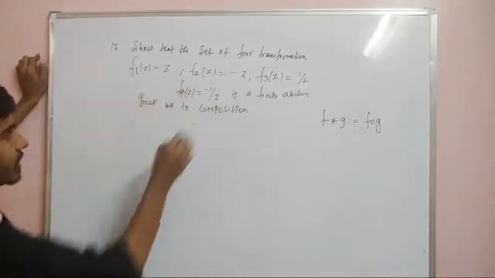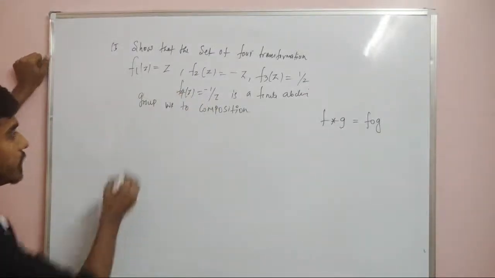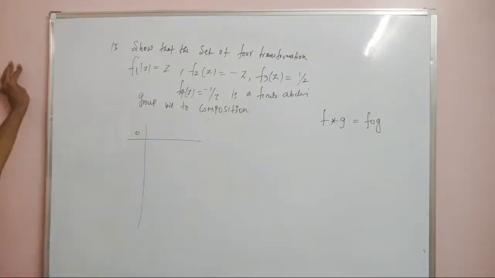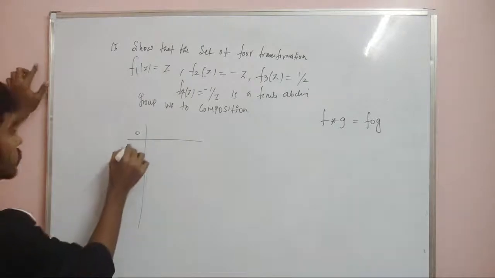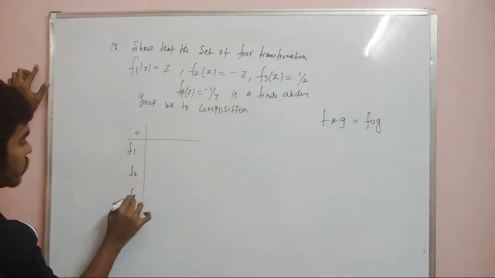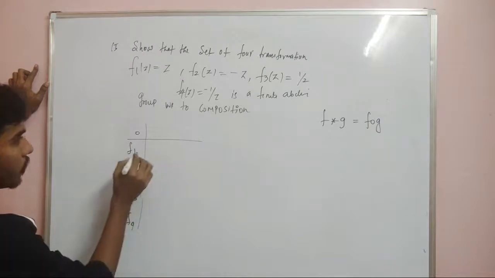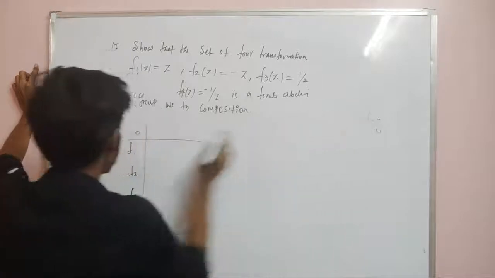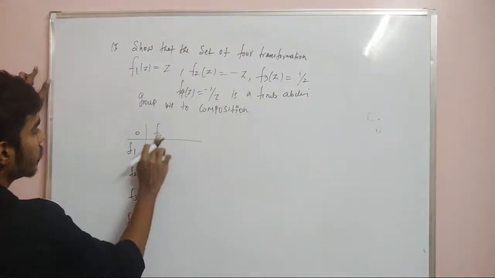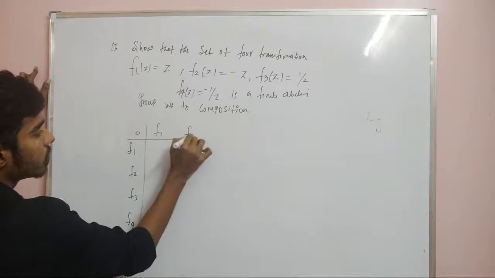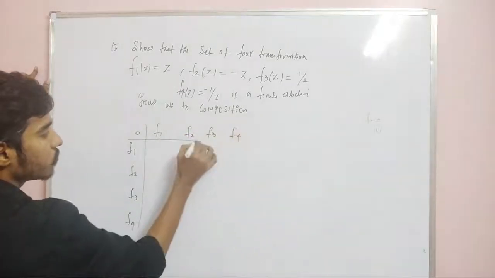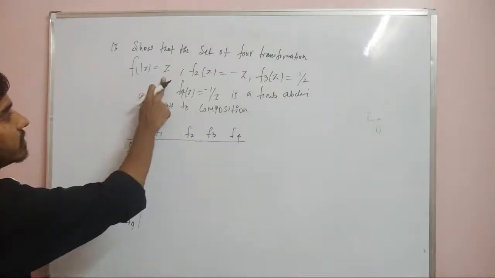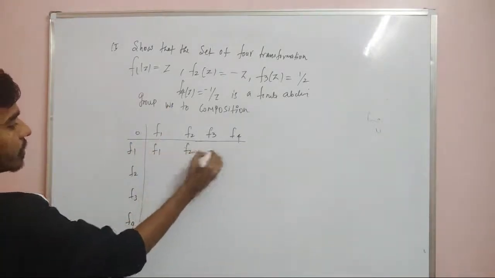So you can see the elements are f1, f2, f3, f4. So here we will write a circle. The circle denotes the composition. So this is f1, f2, f3, f4, and f1, f2, f3, f4. So what will be my f1 composite f1? Surely f1 is the identity element. You can see z. So you can right away write this.